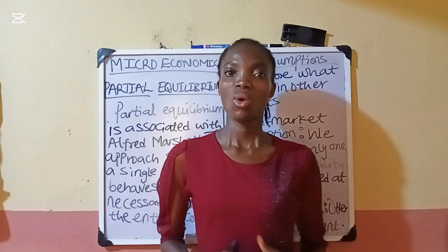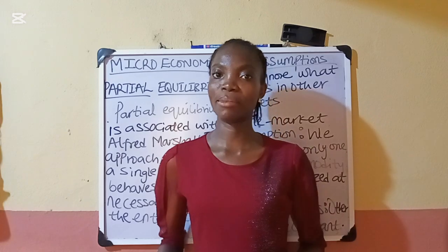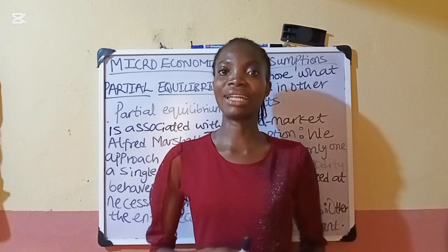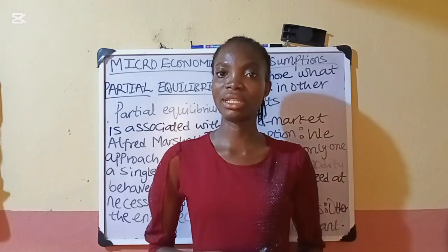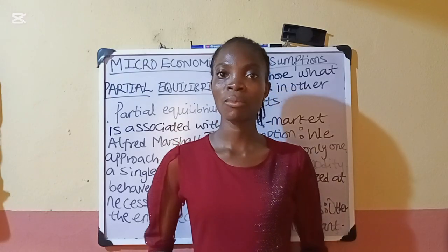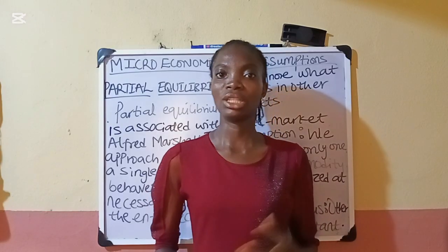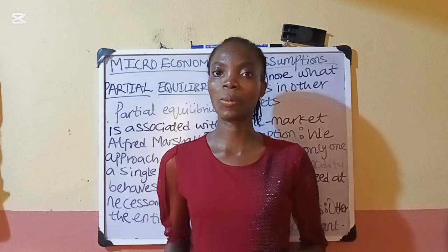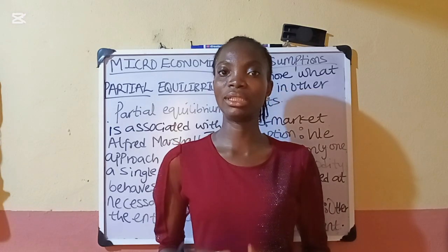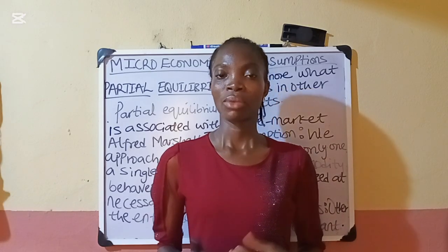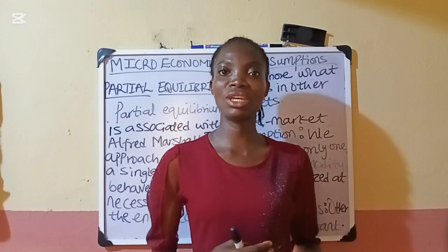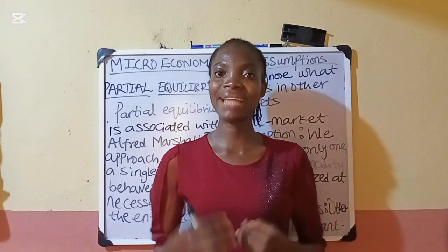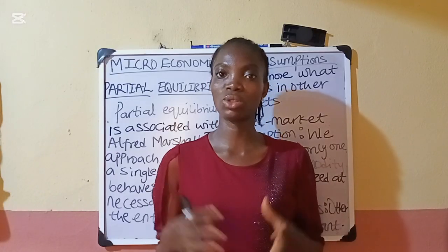To analyze this, we use the supply curve and the demand curve, which help us to determine the price and quantity in that single market. We also make use of the consumer surplus and the producer surplus. The consumer surplus is simply the extra benefit that a buyer gets when he or she pays less than what he actually was willing to pay.